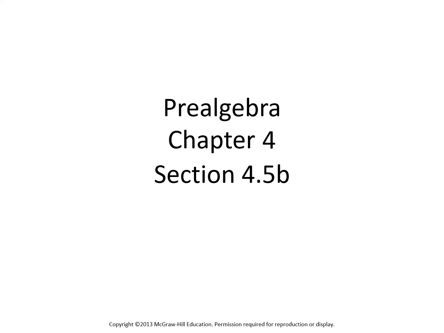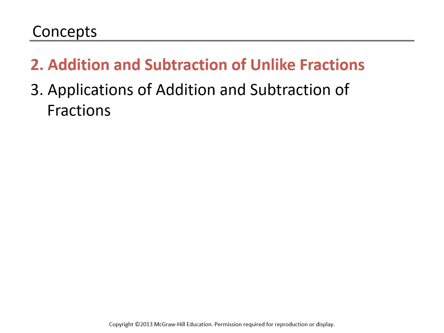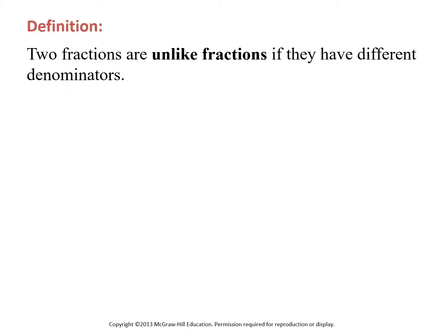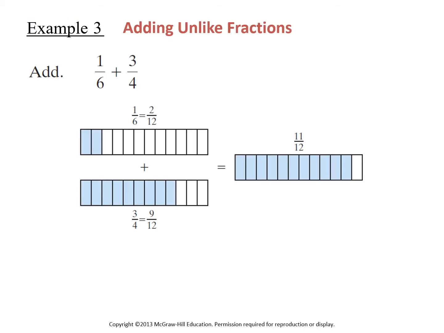This is section 4.5b, where we are looking at addition and subtraction of unlike fractions. Unlike fractions have different denominators, and in order to add or subtract fractions, they need a common denominator.